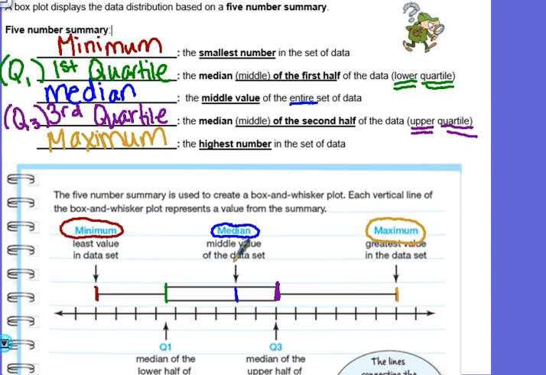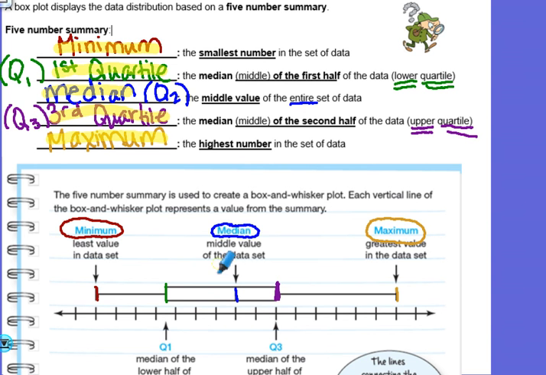So you might be wondering where Q2 is, and that's the median. However, we're going to stick to calling that the median. So our 5-number summary that we are going to practice finding with our data sets today will be our minimum, the first quartile, the median, the third quartile, and the maximum.